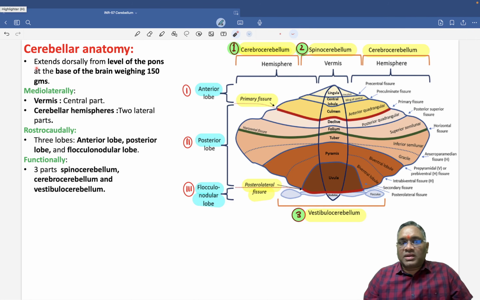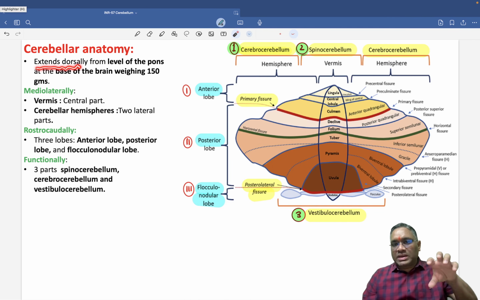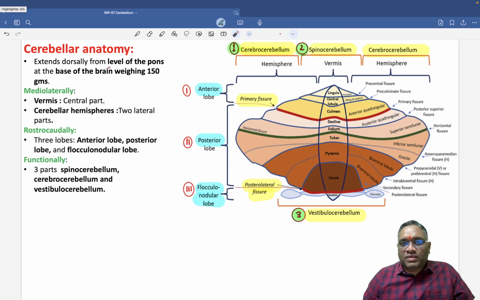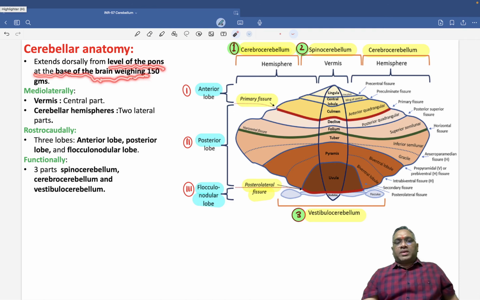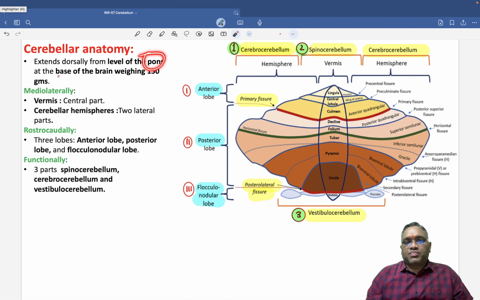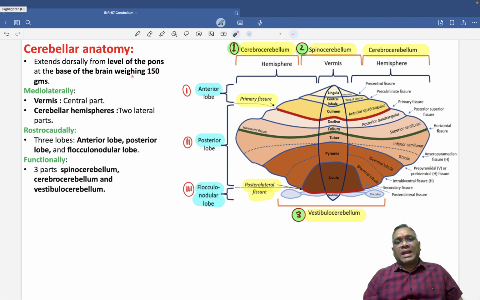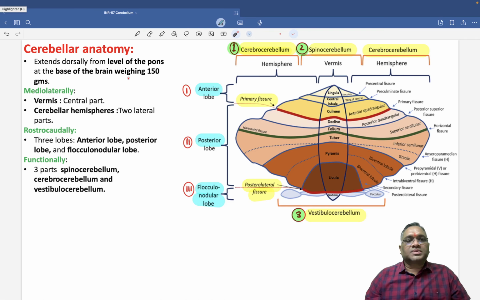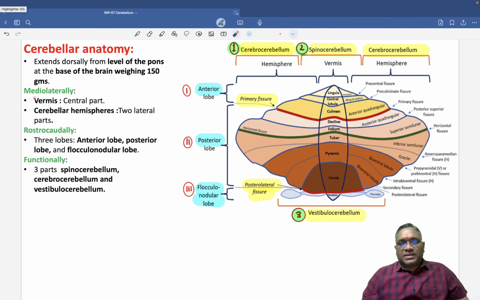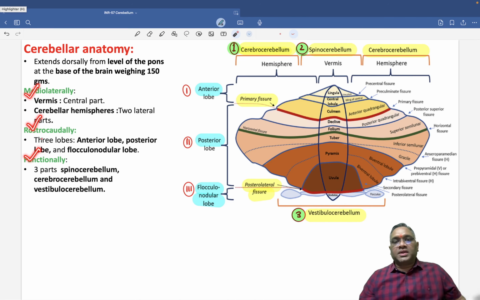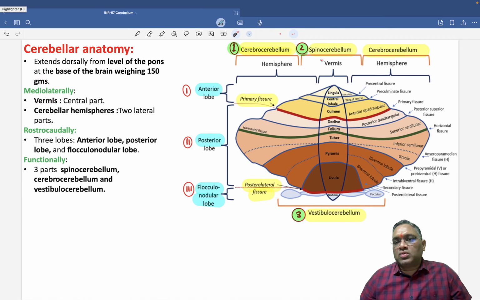So cerebellum is dorsally located and it will be ranging from the level of the pons to the base of the brain, right? And it will be weighing 150 grams, right? Now, if you divide them, we can divide them into three categories: mediolaterally, rostrocaudally, and functionally. First, I will tell you about mediolaterally.